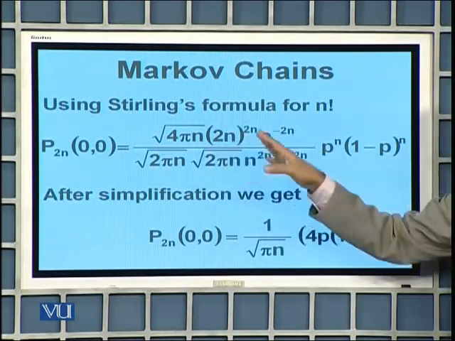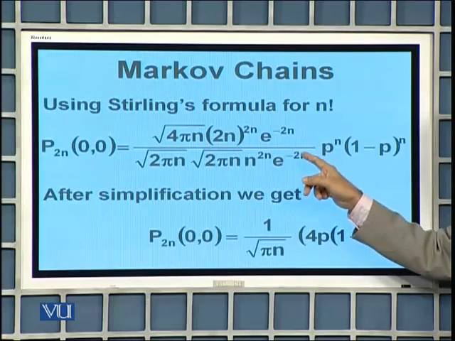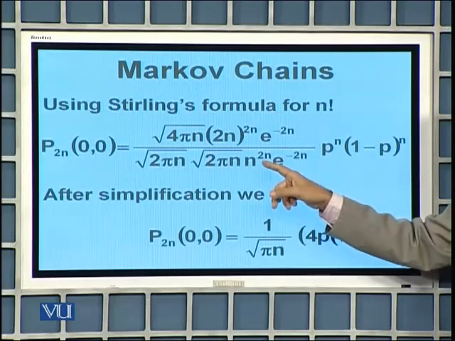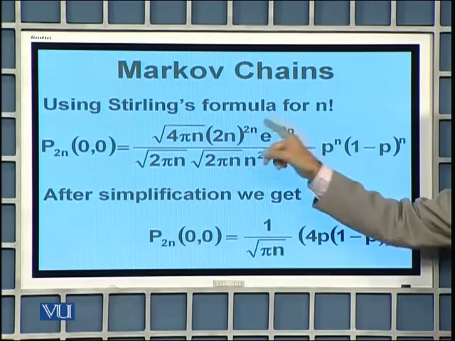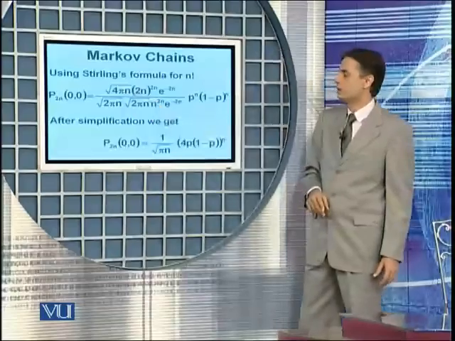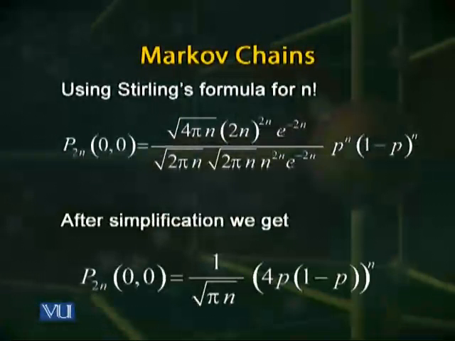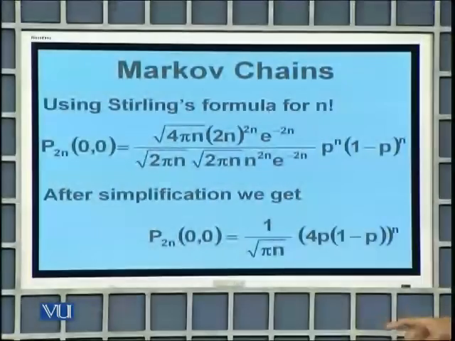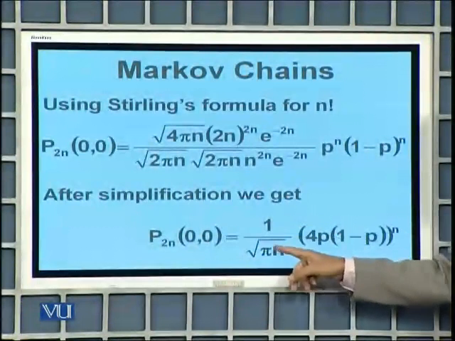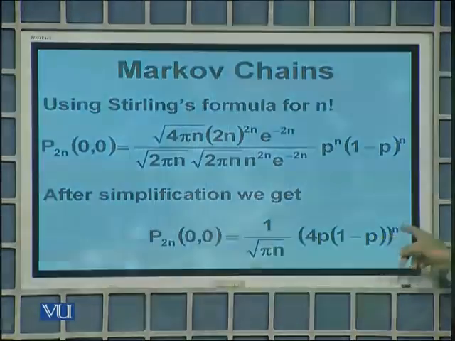If you simplify all these equations, you will see that e raised to power minus 2n cancels e raised to power minus 2n in the denominator. Similarly, n raised to power 2n also cancels, and one factor of 2 pi n cancels one of these 2 pi n in the square root, and you eventually end up with this formula, that in the long run, for large values of n, the probability of returning to the starting state is 1 over square root of pi n and then (4p(1 minus p)) raised to power n.